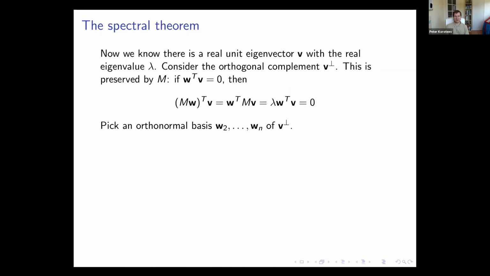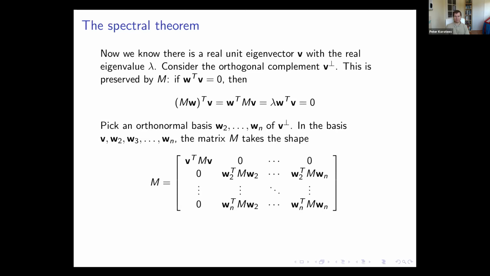So it's equal to 0. And then we can pick an orthonormal basis W2 through Wn inside the orthogonal complement. And then we have a basis V, comma W2, W3, etc., Wn. In this basis, the matrix M has the form here.